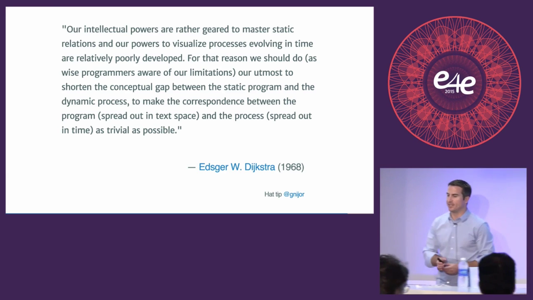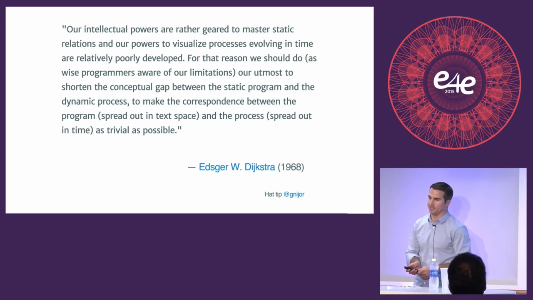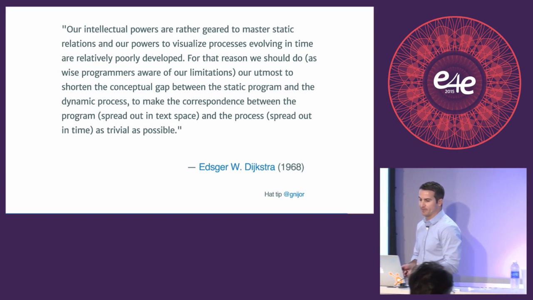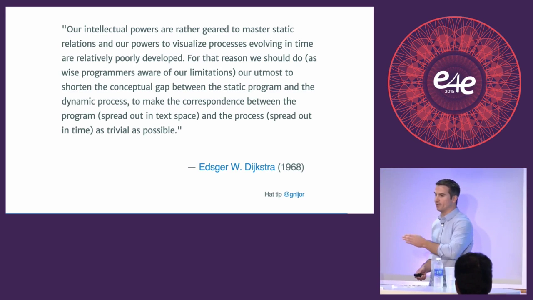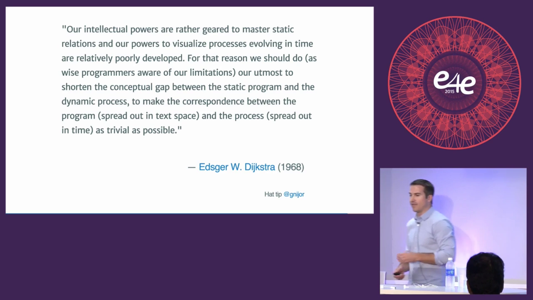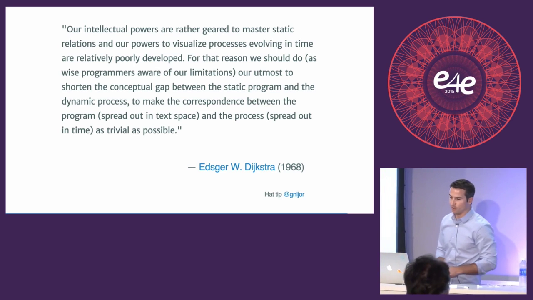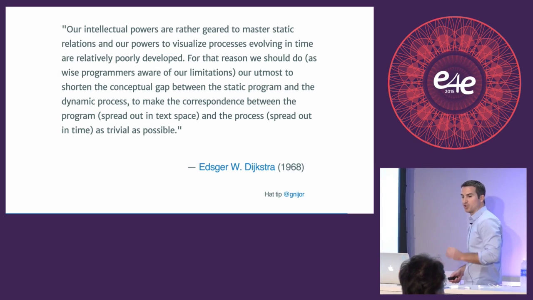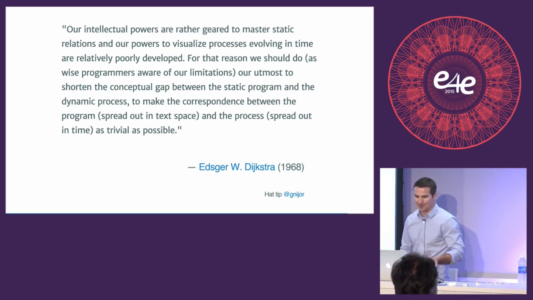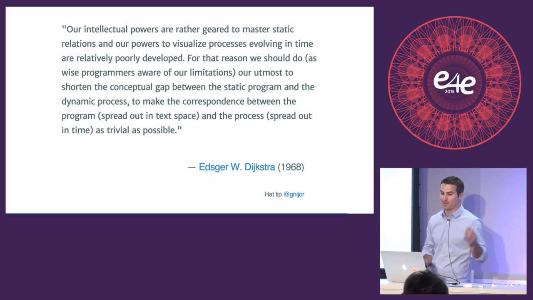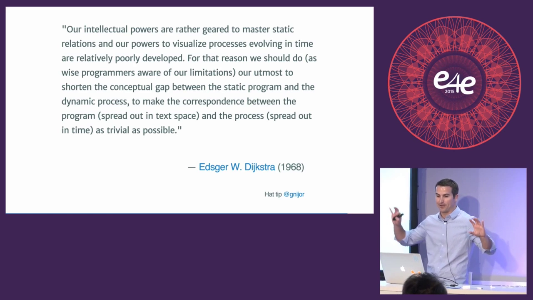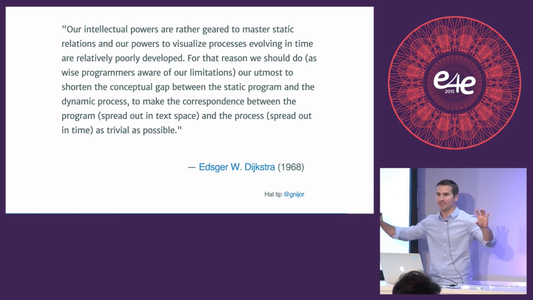But it's by Dijkstra, and I'll read the whole thing at first, and it'll likely be confusing, but it says, our intellectual powers are rather geared to master static relations, and our powers to visualize processes evolving in time are relatively poorly developed. For that reason, we should do, as wise programmers aware of our limitations, our utmost to shorten the conceptual gap between the static program and the dynamic process, to make the correspondence between the program spread out in text space and the process spread out in time as trivial as possible.